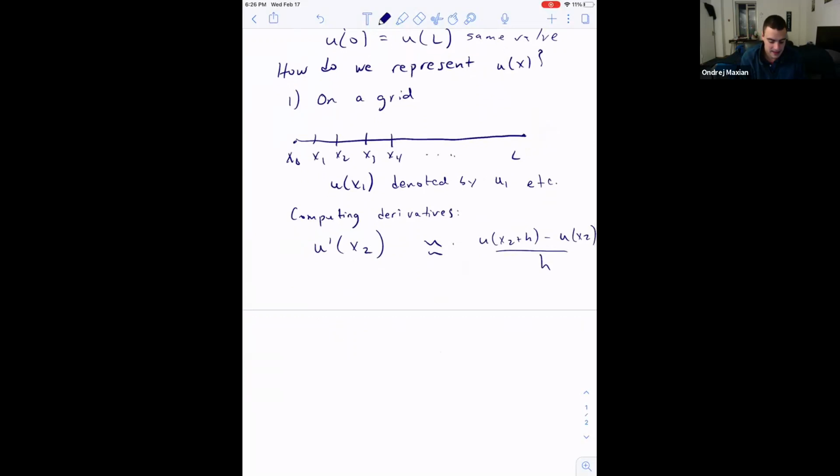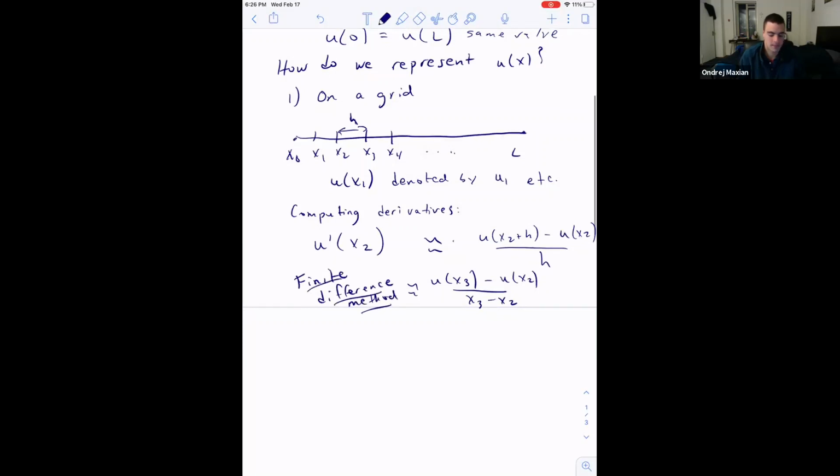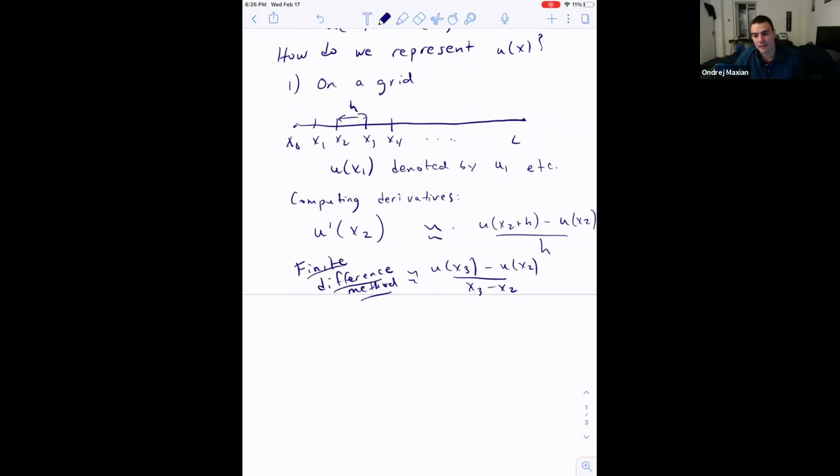So if h, let's say, is the distance between x2 and x3, this is u of x3 minus u of x2 over x3 minus x2. This method for calculating derivatives is called a finite difference method. And those are fairly common. They're very common. All your big CFD codes out there run on these finite difference methods. That's what they do.